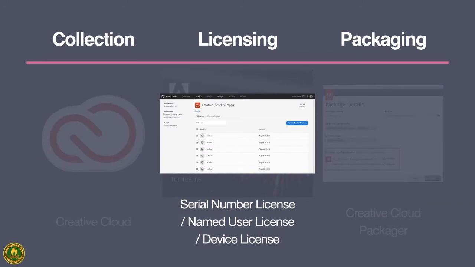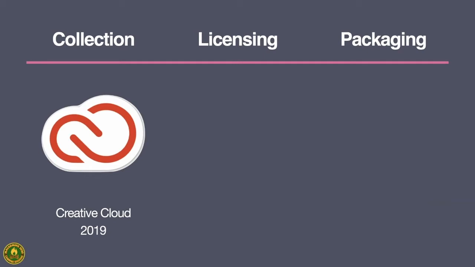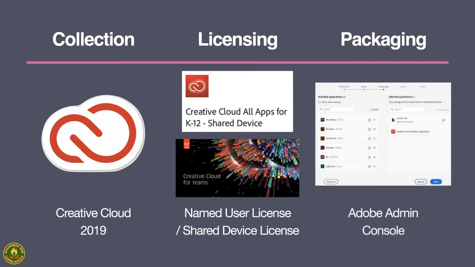A few years after the launch of CC, Adobe added a new subscription model for multi-user devices called a device license. Early 2019, Adobe released Creative Cloud 2019. With this, the serial number license and device license was replaced with a new shared device license program. This new license was designed for education use on lab and multi-user devices, allowing them to access some cloud-based services. With this, we also had a new packaging solution, the Adobe Admin Console, removing the requirement of a dedicated OS-specific packaging application at the cost of some features.